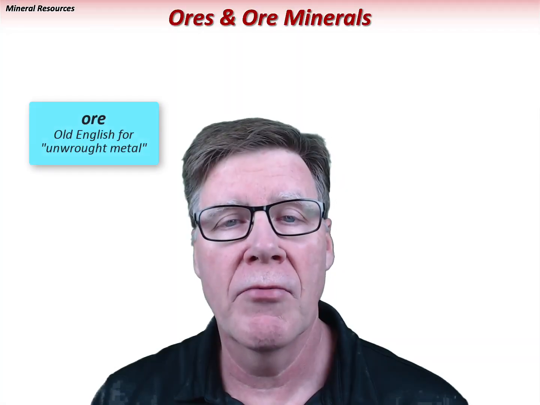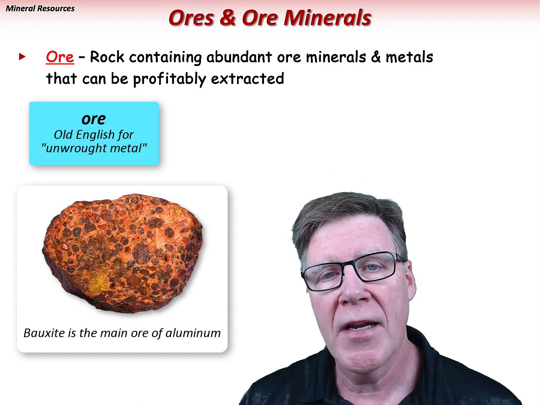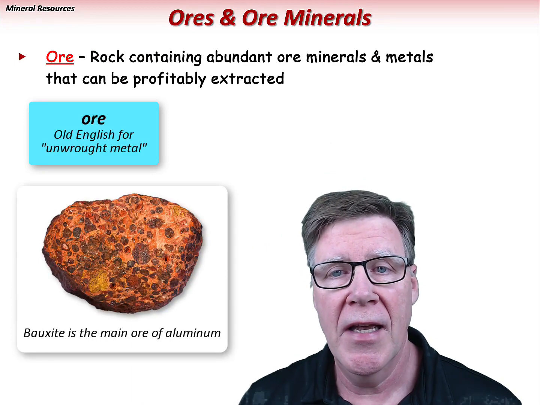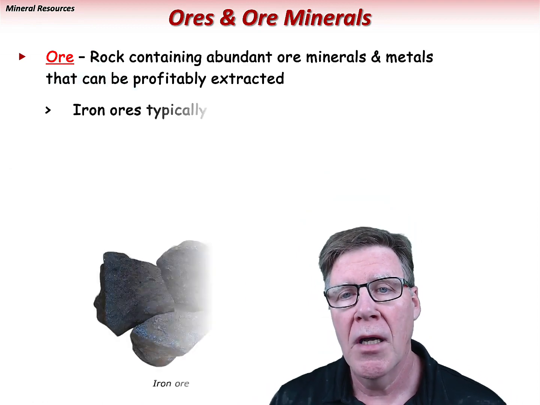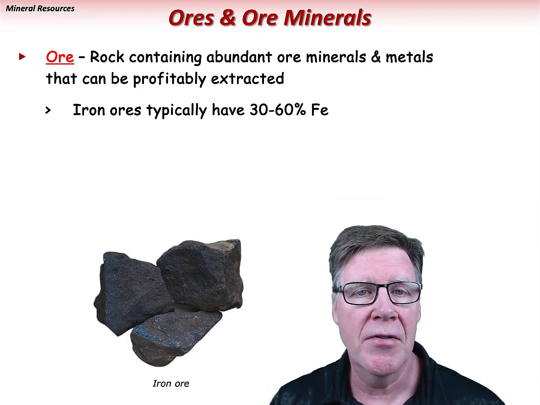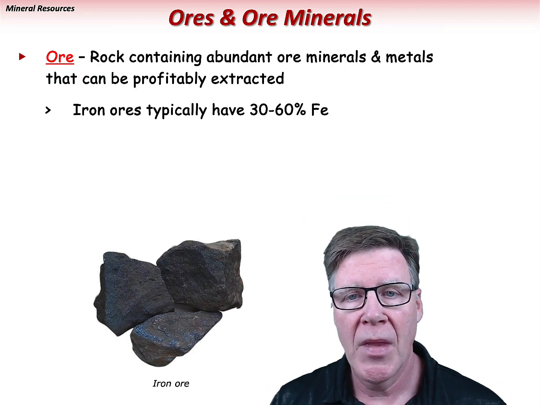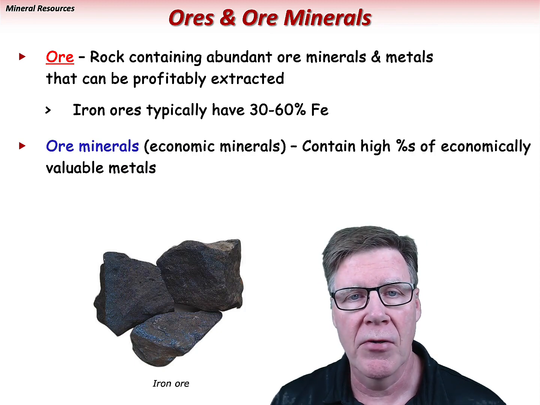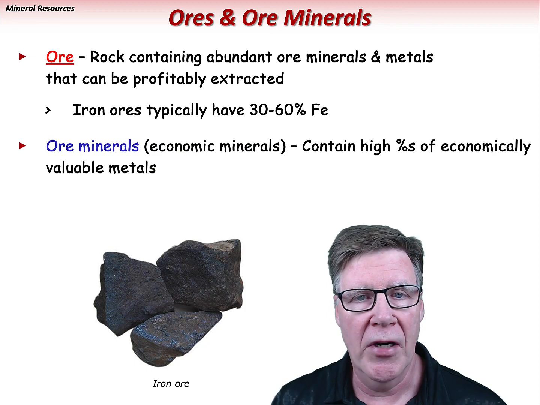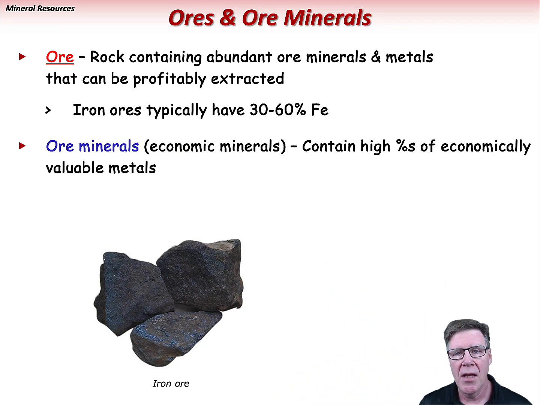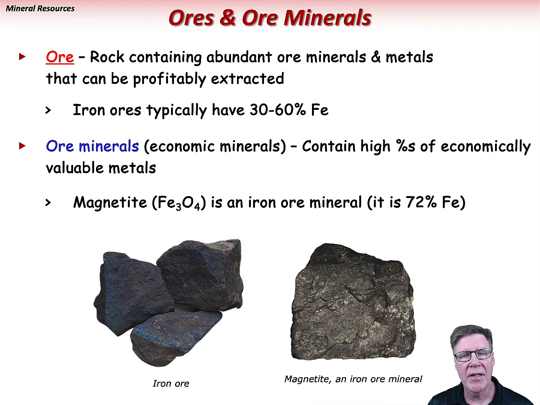Old English for unwrought metal, an ore is rock containing abundant ore minerals and metals that can be profitably extracted. For example, iron ores typically have 30 to 60% iron. Ore minerals, or economic minerals, are those that contain high percentages of economically valuable metals. For instance, magnetite is an ore mineral that contains 72% iron.